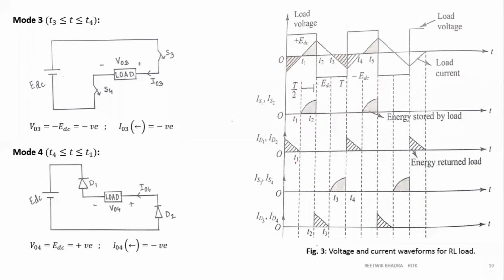These operations are also the same as your RL load in the half bridge inverter. The only thing is that the supply voltage is EDC over here. Rest all are the same.